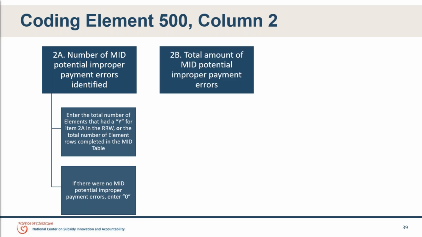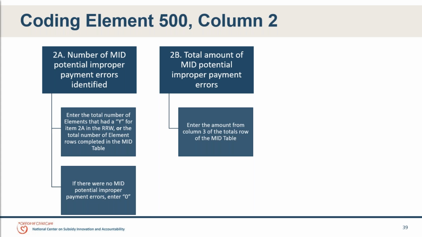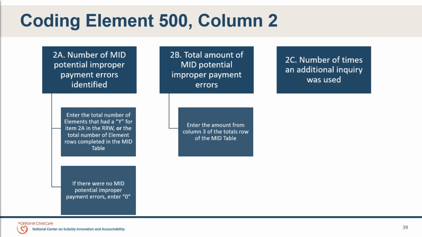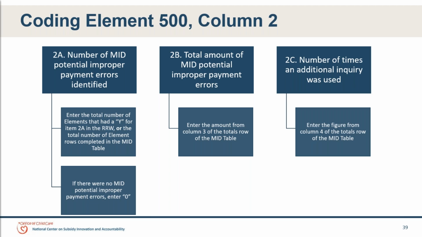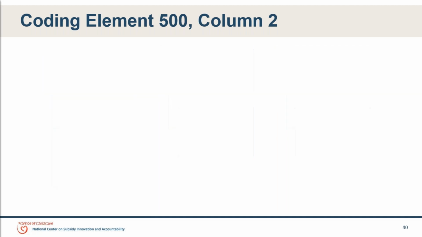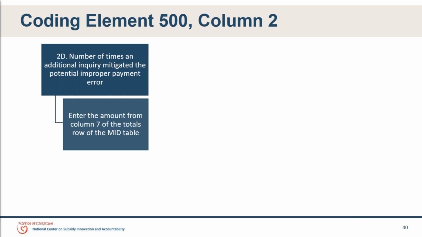For 2B, the total amount of mid potential improper payment errors, enter that dollar amount that you're going to pull from column 3 of the totals row of the mid table. 2C, the number of times an additional inquiry was used. And that's going to be the figure from column 4 of the totals row of the mid table.